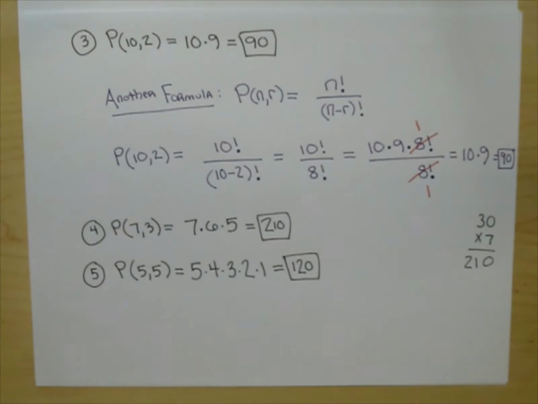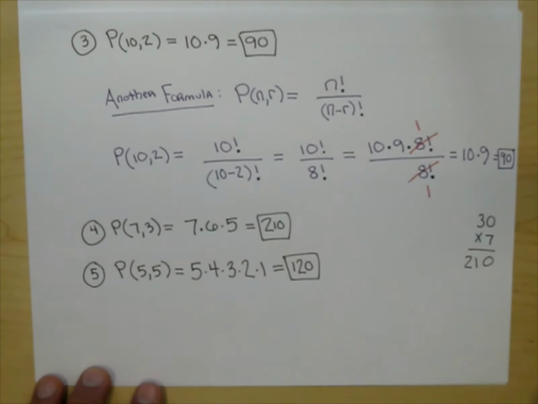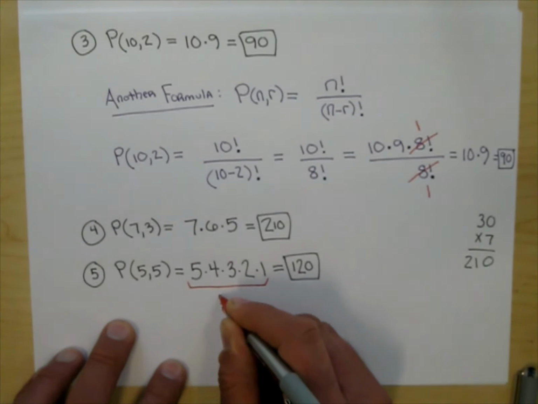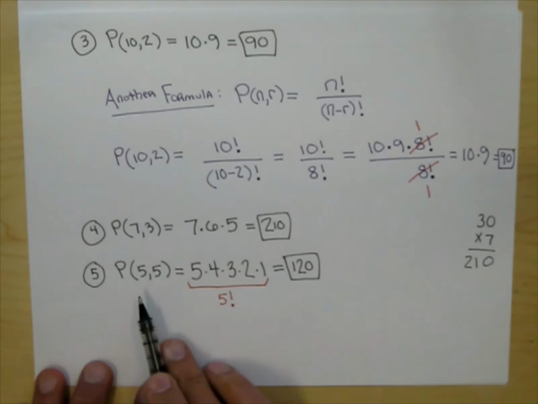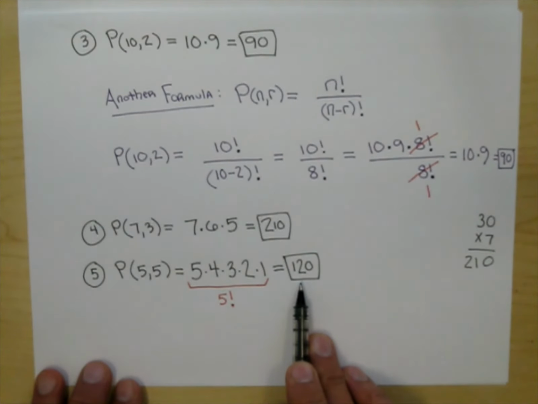Okay, so before we move on, 5 pick 5, what does this look like? This right here is 5 factorial. This would be if you walked into the no-rep ice cream shop. They had 5 flavors and you wanted to get 5 scoops on a cone, no reps. There'd be 120 ways of doing that.